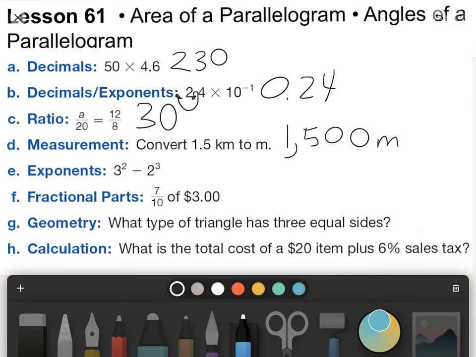Then this one is 9 minus 8. 1. And then this one is 30 cents times 7. $2.10. Then, oh boy, what type of triangle has the 3 equal sides?